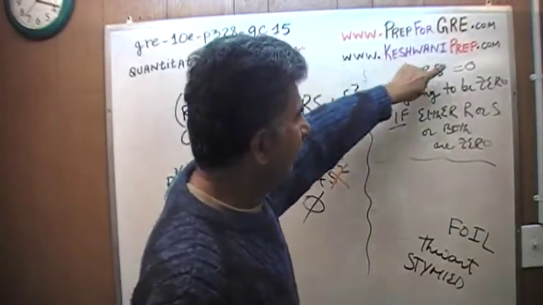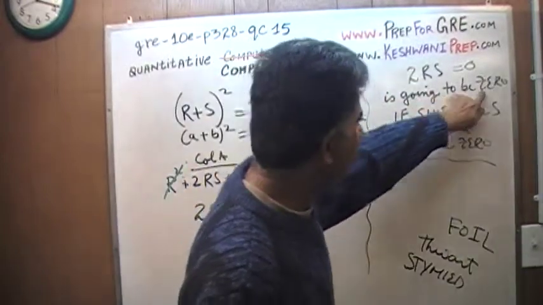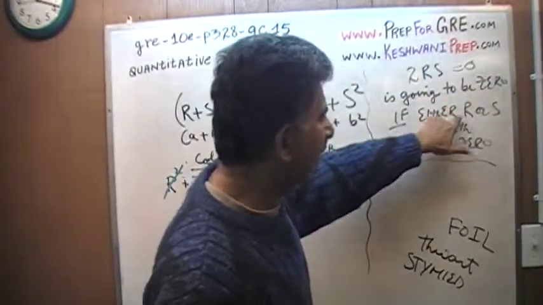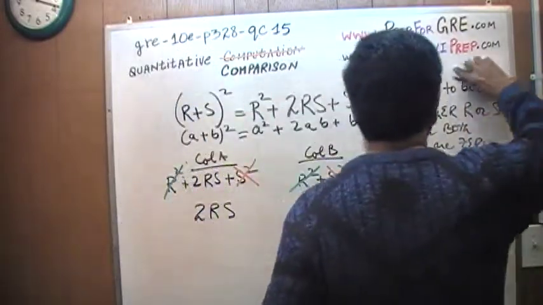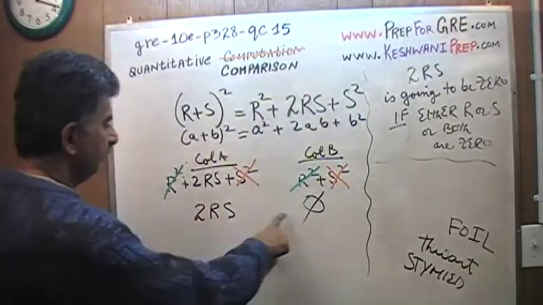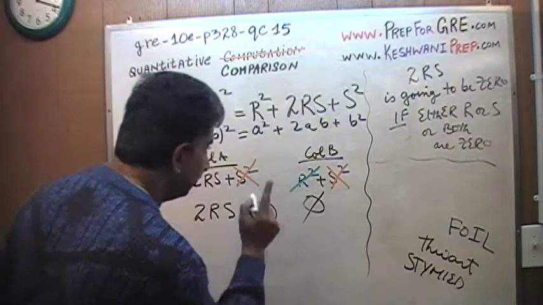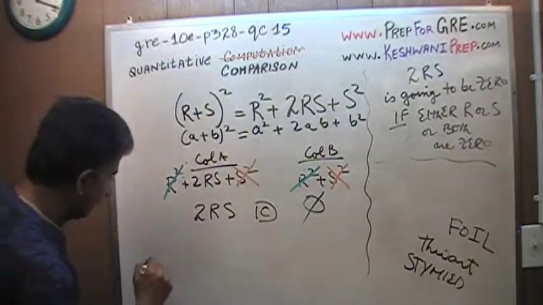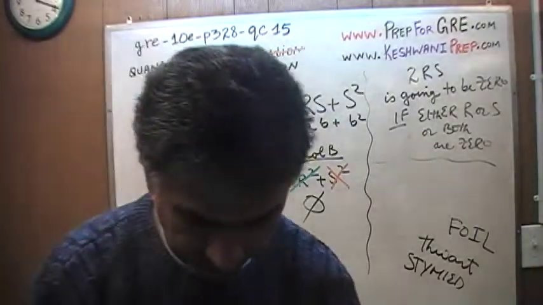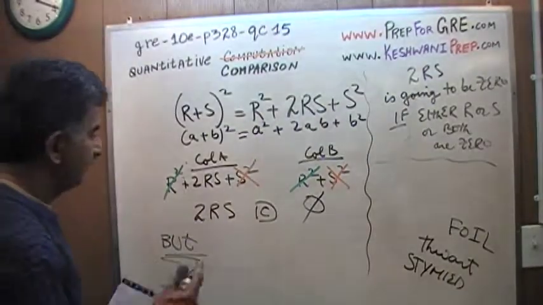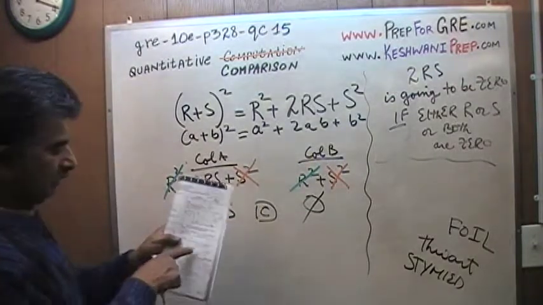2 times R times S is going to be 0 if either R or S or both are 0. In which case, since we're comparing it with 0, the answer would have been C. But we have a but. The but part is that we are told something on the very top of the problem.